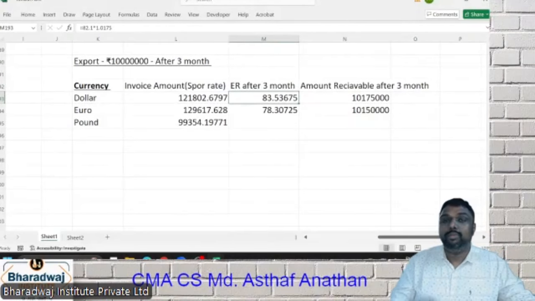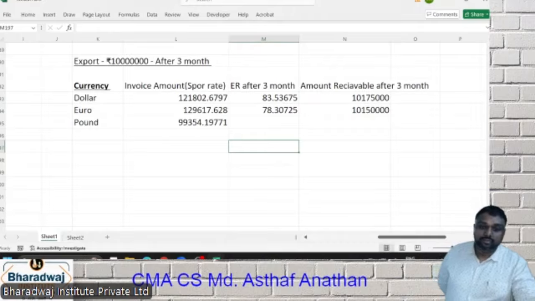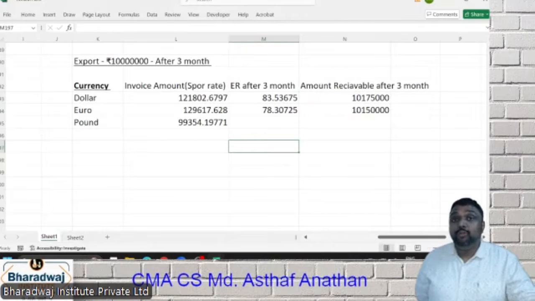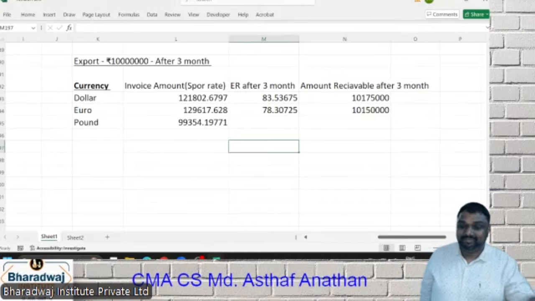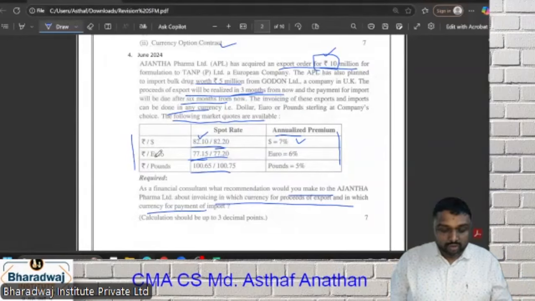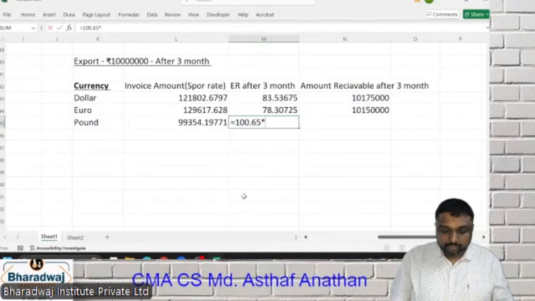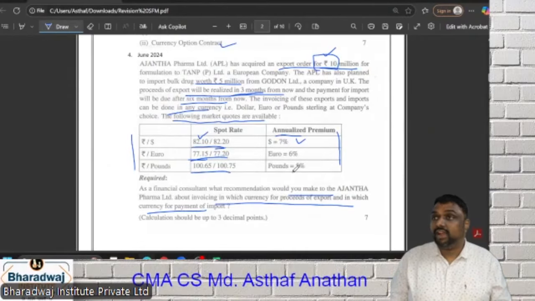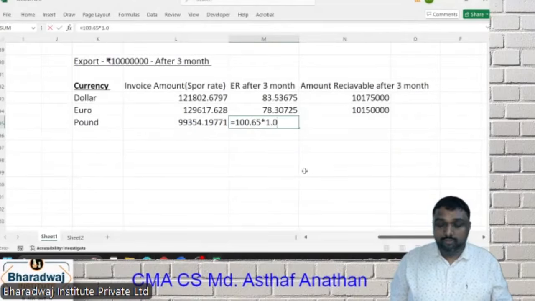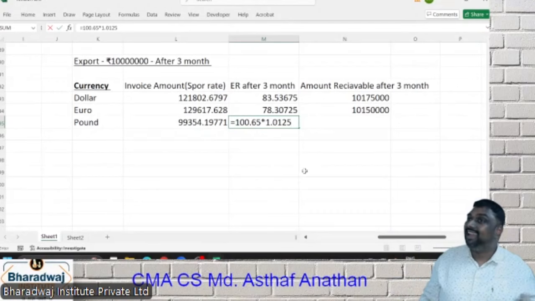82.1 into 1.0175, meaning the principal amount here. In your calculator, it is easy. You can take 82.1 plus you can just enter 1.75%. You will get the number. Are you clear? The same way, can you please tell me what will be for pound? 100.65 into the appreciation is 5. So if I am not wrong, 1.0125, because 5%, 2.5, 1.25. Clear? Pakka? Yes. So this is how you have to approach.